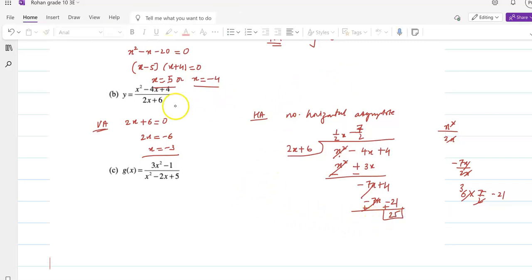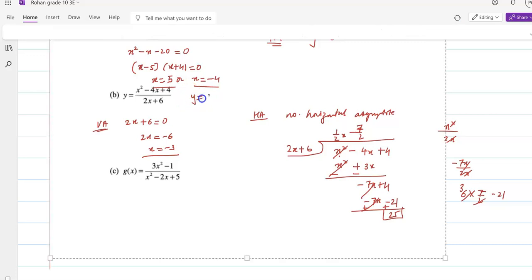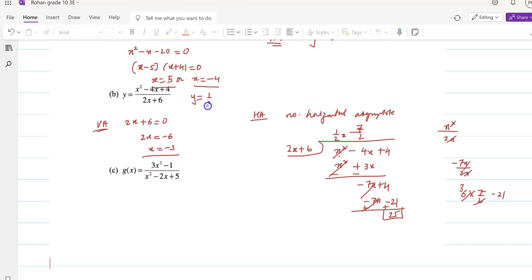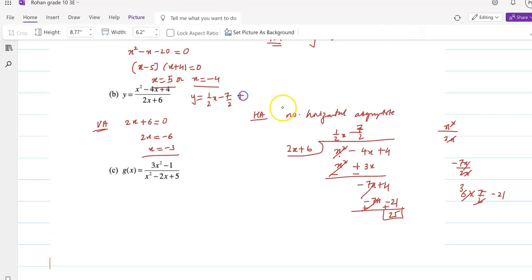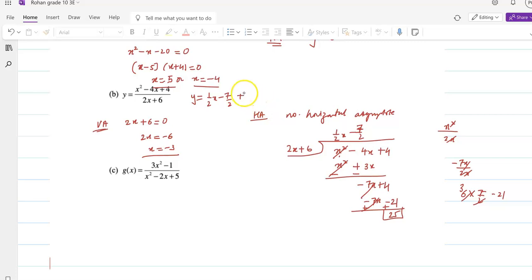So what will you write it as? Quotient plus remainder upon divisor. So y is equal to, what's my quotient? Half x minus 7 upon 2, plus remainder 25 upon divisor 2x plus 6. This part is the oblique asymptote. So the oblique asymptote is y is equal to 1 upon 2 x minus 7 upon 2.